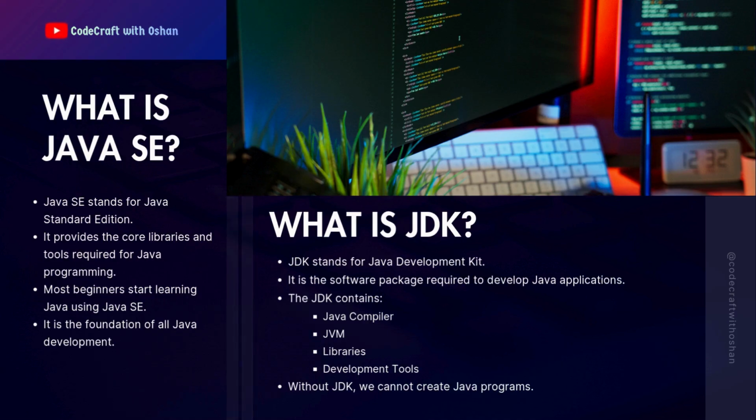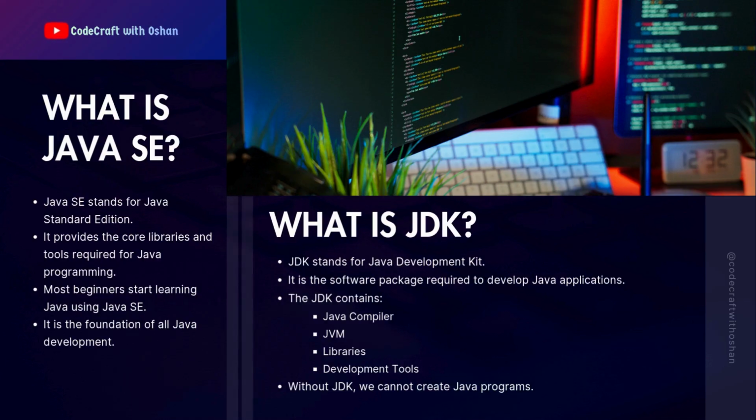So the JDK stands for Java Development Kit. You can think of the JDK as a complete toolbox for Java developers. It contains several important components, including the Java compiler, the Java Virtual Machine, libraries, and development tools. Whenever a developer wants to write, compile, and run Java programs, the JDK must be installed on the computer. Without the JDK, developing Java applications would not be possible.